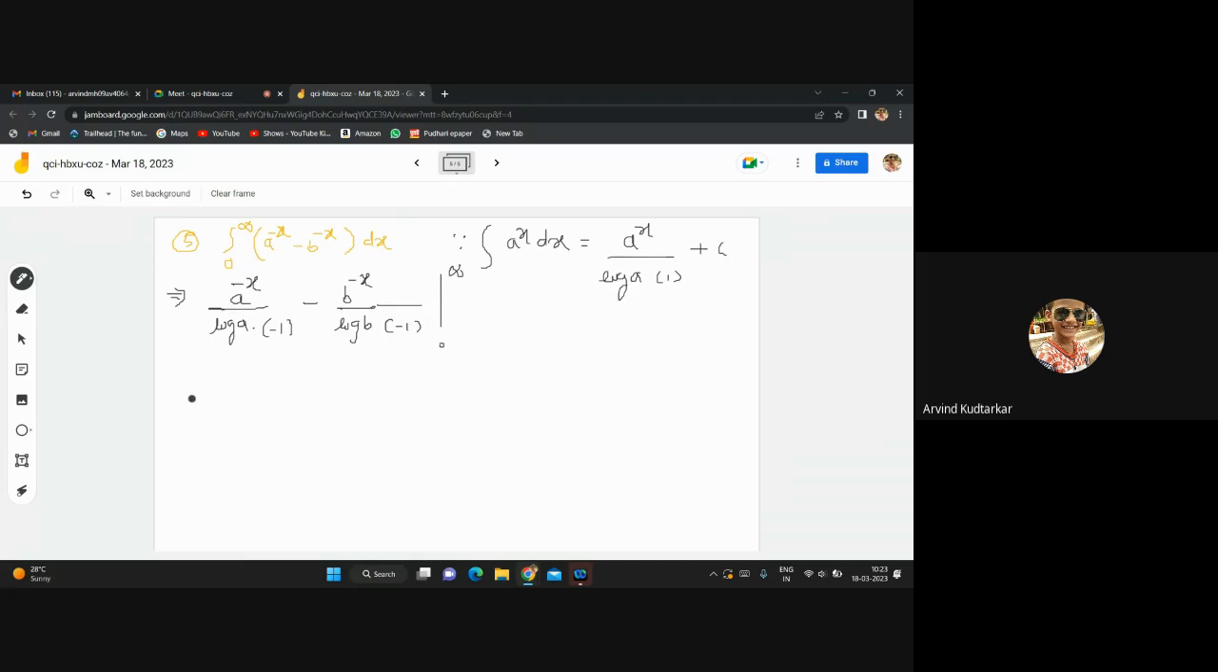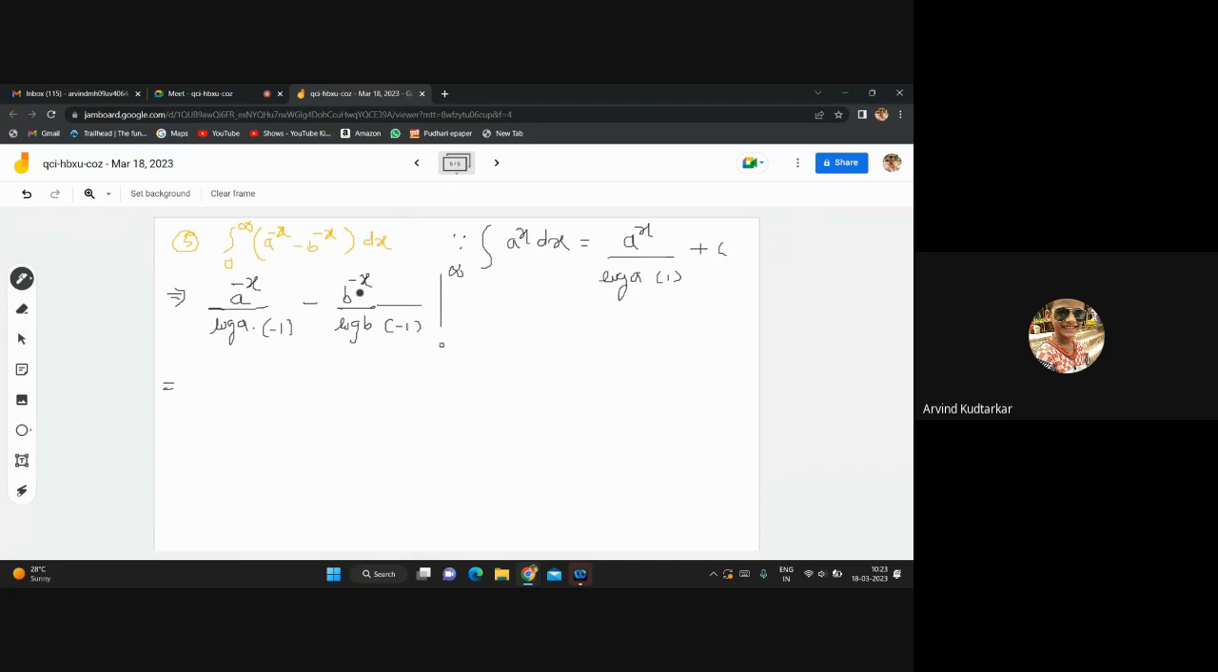So here in this function, when you apply the upper limit first, that is x is infinity, so a raised to minus infinity or b raised to minus infinity. Whatever the base is, if the index is minus infinity, it is always 0. So a raised to minus infinity is 0, b raised to minus infinity is 0. So 0 minus 0 is 0. It means that the whole term becomes 0 at the upper limit, that is x is infinity.